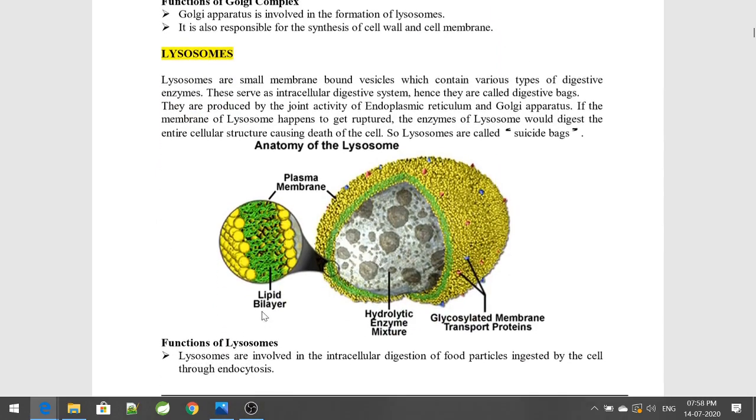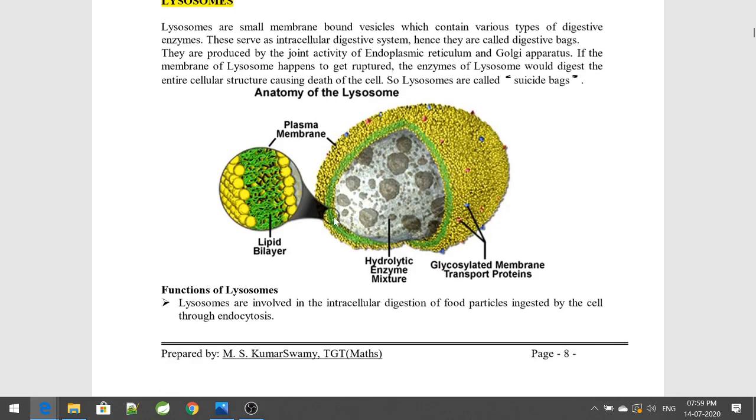Lysosomes, the lipid bilayer plasma membrane. These are the hydrolytic enzyme mixture inside the lysosomes, and glycosylated membrane transport proteins. These all we call proteins. Okay, see only this small part, how it is made up of, they have shown magnified here. Okay.